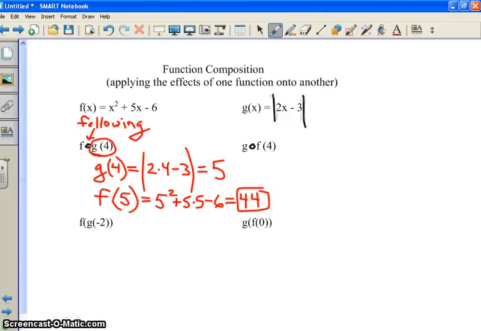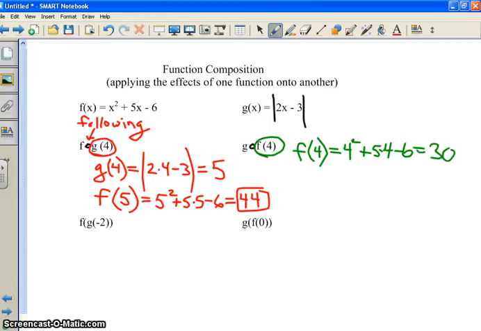The next problem off to the right, notice I'm using the same input of 4, but now I've switched the order of the functions. g is following f, so that means f is in front and g is coming behind. f of 4 we will evaluate by plugging 4 into the f function, which would be 4 squared plus 5 times 4 minus 6. That'll be 16 plus 20 is 36, take away 6 is 30.